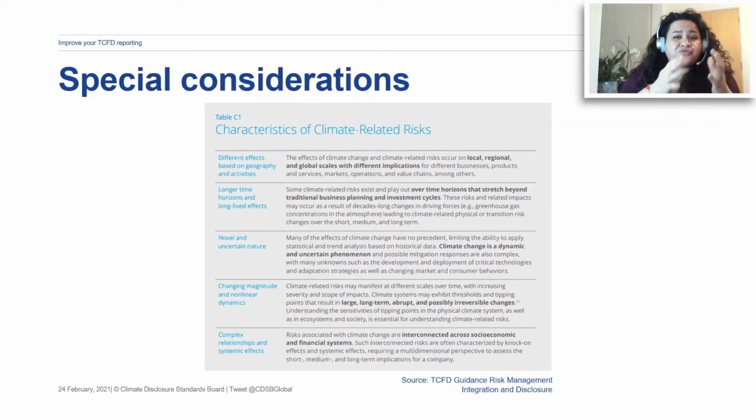So whether it's local, regional, global scales, you also need to consider the longer term nature of climate change, which might be different to the time horizons used within your organization for strategy setting and risk identification processes. Climate change is also quite uncertain, and there's a cascading nature, which makes it quite complex and unique. And often companies will look at climate change in itself as a risk, but do think about how, as I mentioned before, it is a risk multiplier and can affect other risks, other financial risks.